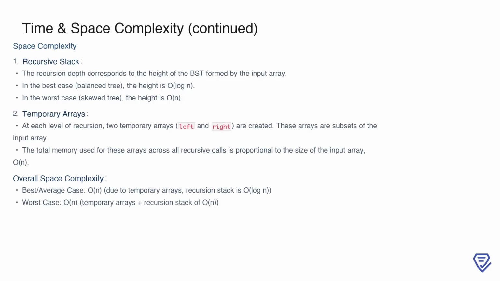Combining these observations, the overall space complexity is O(n) in all cases, as the memory usage is dominated by the temporary arrays. The recursion stack contributes O(log n) in the best case and O(n) in the worst case, but since the temporary arrays also require O(n), the space complexity remains O(n) overall.